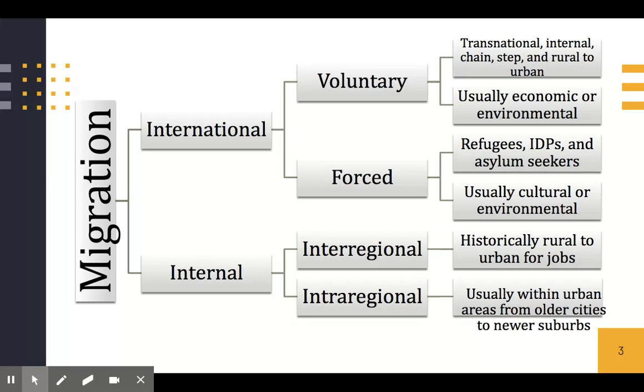So today in this video, we're going to be looking at the top part of this, voluntary and forced migration. So we'll look at the different aspects of voluntary migration, why people choose to move, and then people who are forced to leave. You've probably heard of refugee status or asylum seekers. We'll break that down in this video too.